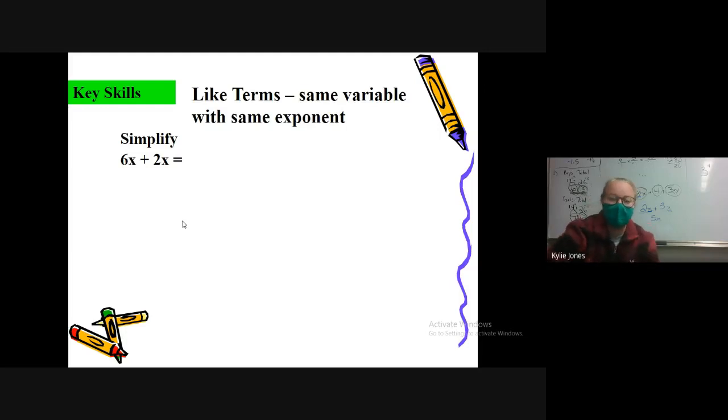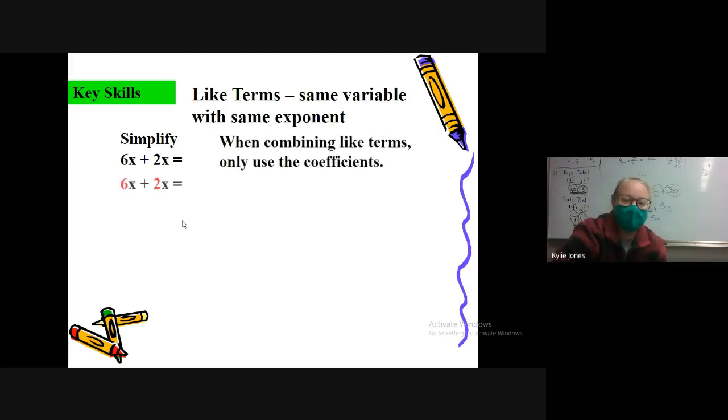We can combine them. The way that you combine them is you add together the coefficients, the two numbers in front. So you would add together 6 plus 2. 6 plus 2 is 8. And then the x just stays the same. So you just add together the numbers in front, and then x stays there.